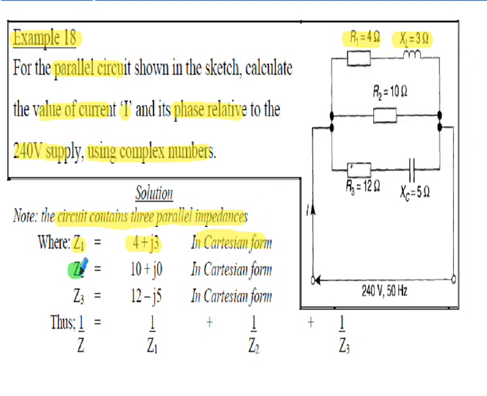Considering now what I've called Z2, that relates to this branch here. The R2 is equal to 10 ohms. There is no inductance or capacitance in this branch, so that's simply 10 for a real number plus 0 j. That again is in Cartesian form. Finally, Z3 relates to this part of the circuit. I've got an R3 for the resistance of 12 ohms and a reactive capacitance XC of 5 ohms. So that's 12 minus j5 in Cartesian form.